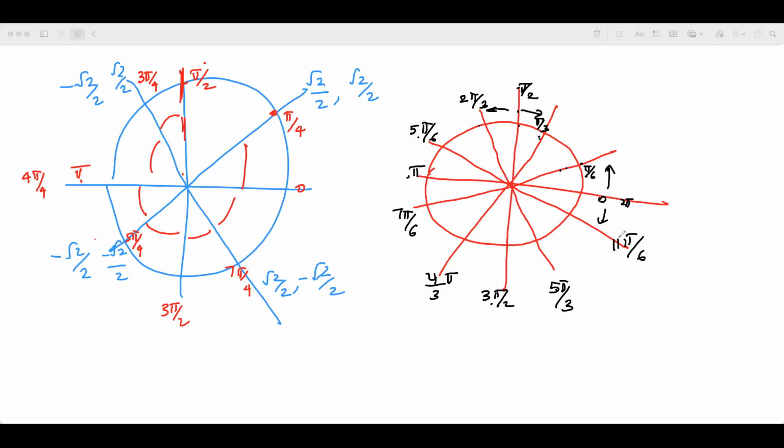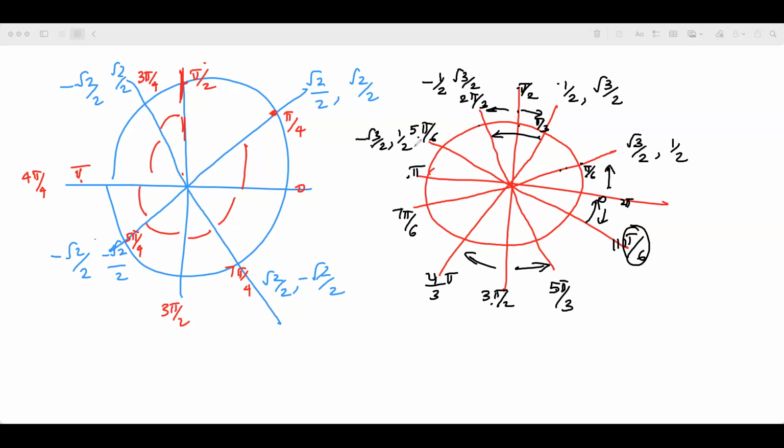Any questions? See, again pi by 6 angles are near the x-axis. Pi by 3 angles are near the y-axis. Now how to write their values again? Remember, pi by 6 starts with root 3 by 2, 1 by 2. This just interchanges. Now it's a reflection on the y-axis, right? If it is a reflection on the y-axis, then you negate only the x-coordinate, right? Here minus root 3 by 2, 1 by 2.